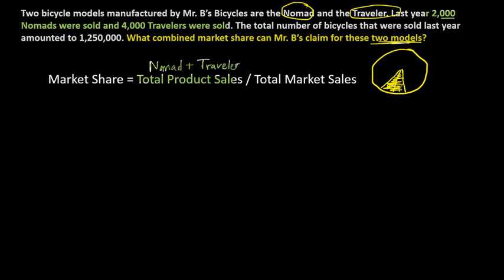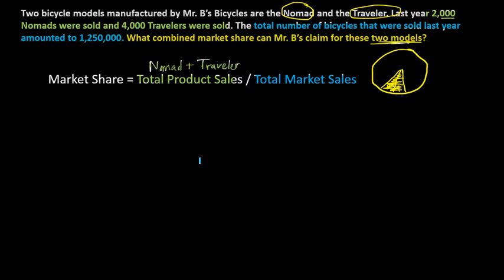Next, our total market sales. It says the total number of bicycles that were sold last year amounted to 1,250,000. So those are our total market sales. And I know that they included the Nomad and Traveler sales in that calculation because they used the word total. So pay attention to keywords like that, the sum, the total, all of the sales, whatever it is. Make sure that when you're subbing in your number for total market sales, that it clearly includes the sales for the particular items or item that you're talking about.